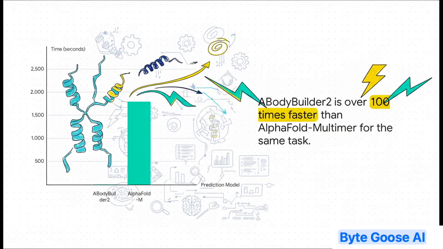So, the crucial point here is this. We're not talking about a small improvement. This is a speed-up of over 100 times. This is what takes structural prediction from a specialized, one-off task to something you can do on a massive scale. You can finally analyze huge datasets of immune proteins. It's a total game changer.